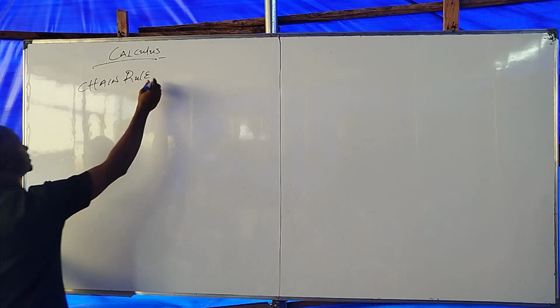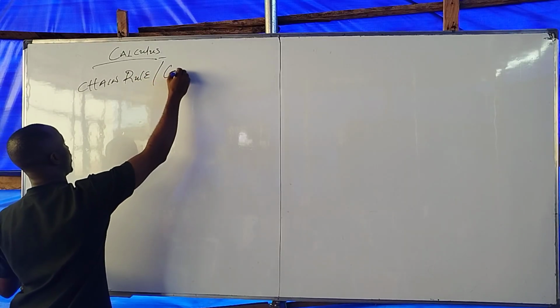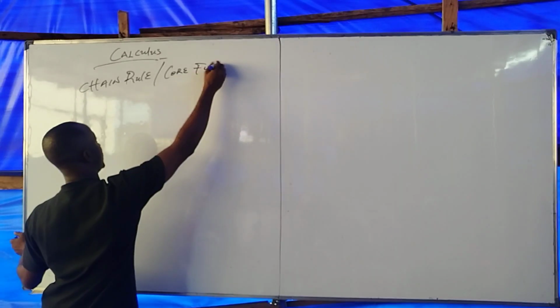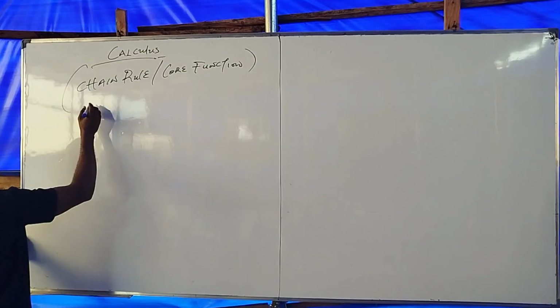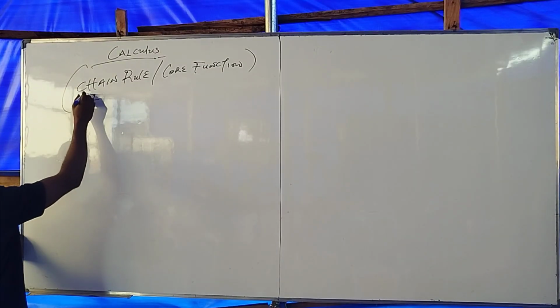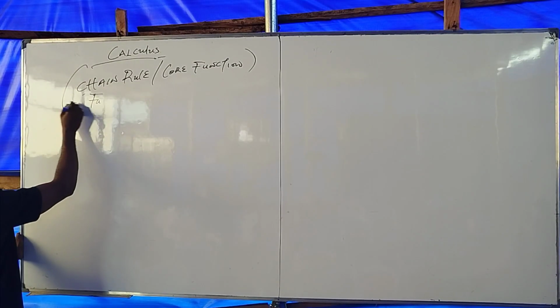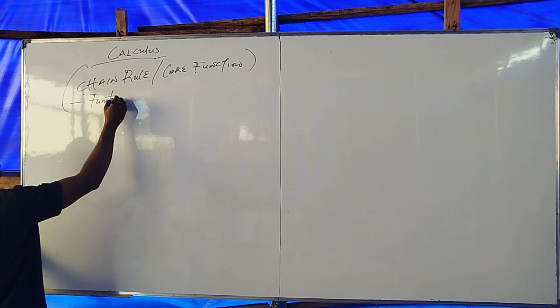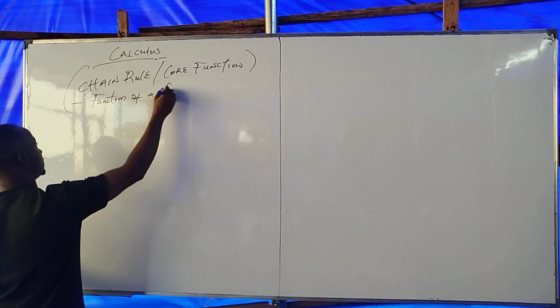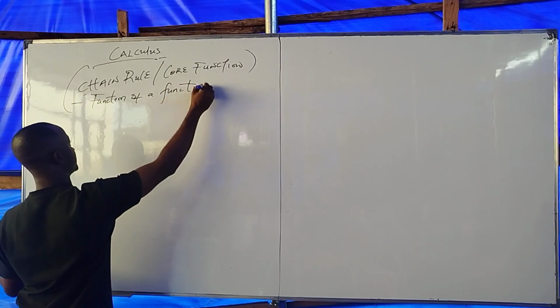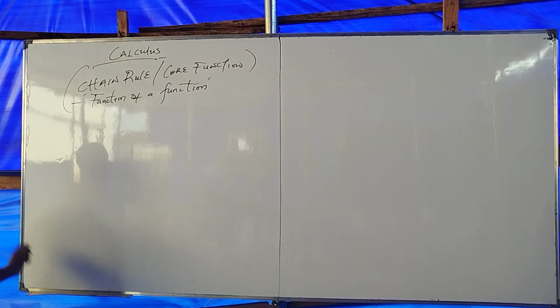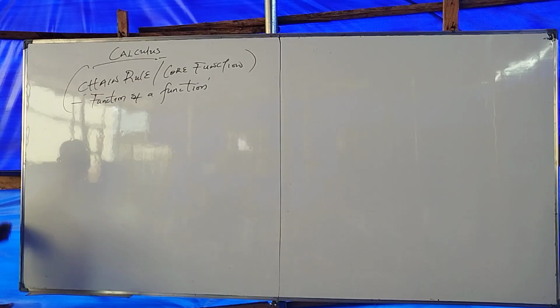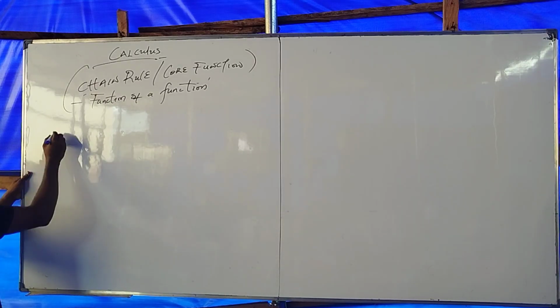Let's look at the chain rule. This is also called the core function, also called function of a function. Either. For example, let us look at some examples.